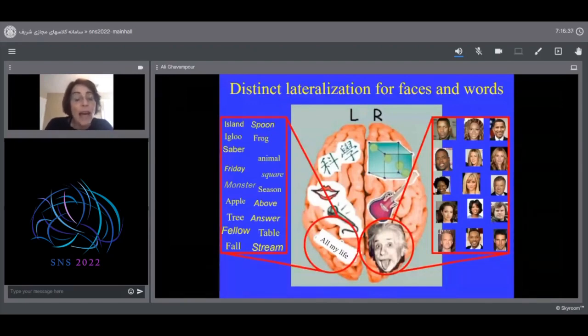But we don't have to rely on images from the popular press. We can actually collect data.